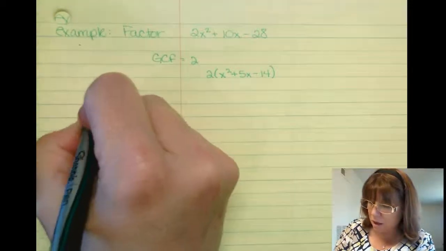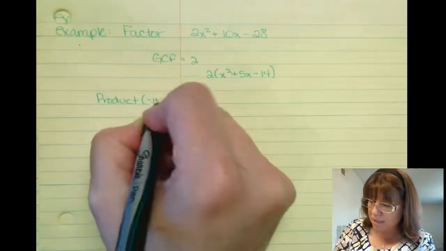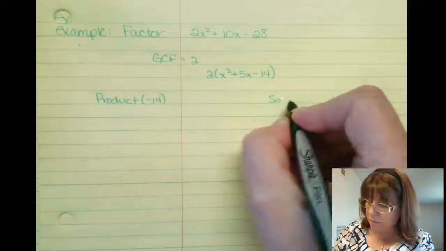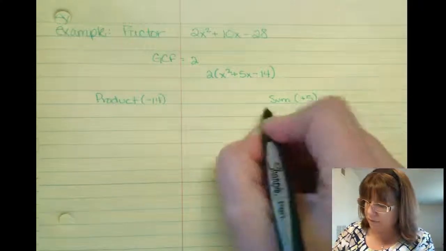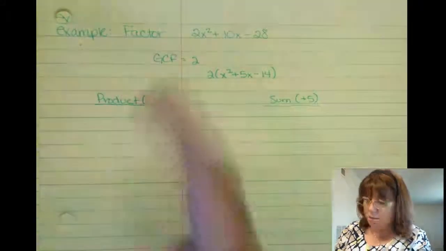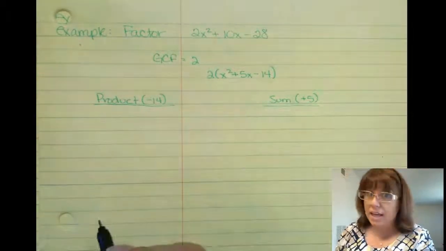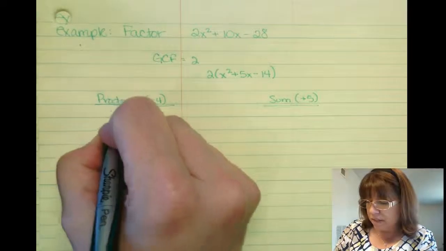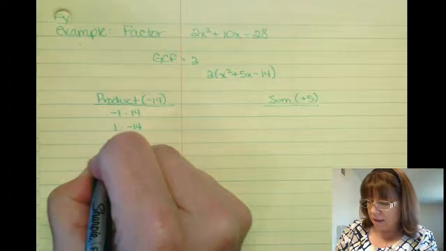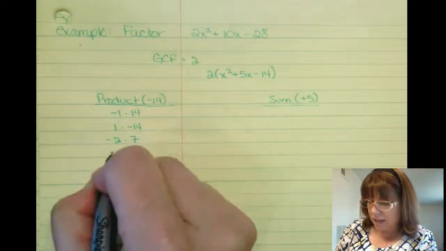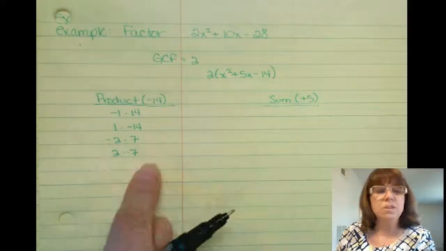Now I need the product of two numbers to be negative 14, but I need the sum of the same numbers to add to positive 5. I'm just going to write down all of the products that I can with a 14, explicitly a negative 14. So I have a negative 1 and a 14, a 1 and a negative 14. I have a negative 2 and a 7, and a 2 and a negative 7. Now I'm going to just add them up.